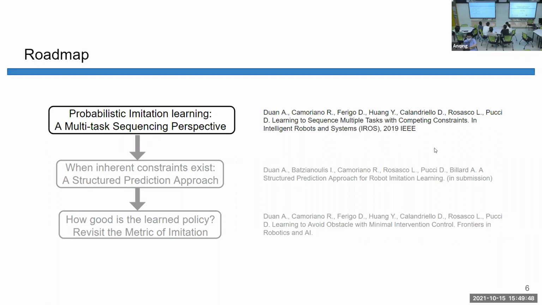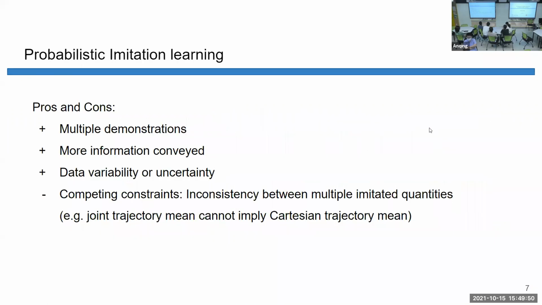So first, probabilistic imitation learning framework. Why we consider this framework? Because in this framework, we can do multiple demonstrations in terms of one task. By doing multiple demonstrations, more information can be conveyed from a human demonstrator to a robot. And so we can investigate data variability or uncertainty from the collected data set.